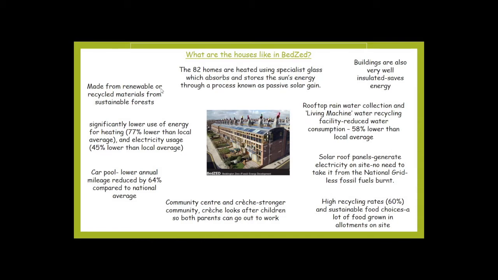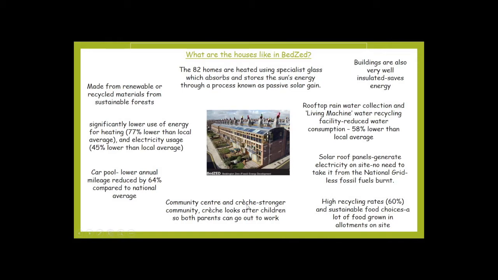Solar roof panels, so we've talked about renewable energy already. So it's not coming from the national grid, because the national grid electricity usually has come from power stations that burn fossil fuels. Really high recycling rates on site. And sustainable food choices. They grow a lot of their own food on site in their own allotments, and that means that if you're growing it yourself on site, you're not buying it from a supermarket, because the food in the supermarket normally has been driven for miles or flown in from other countries. We call that food miles, and that means more air pollution.